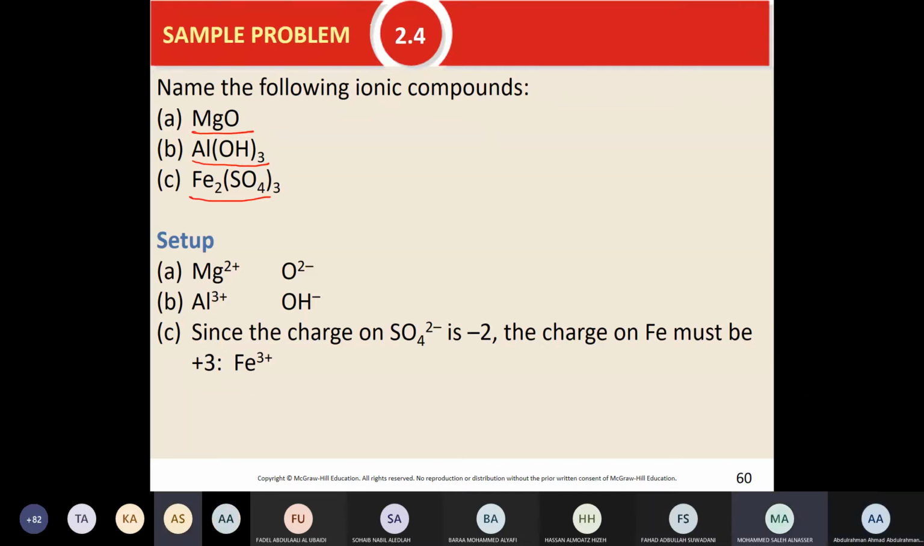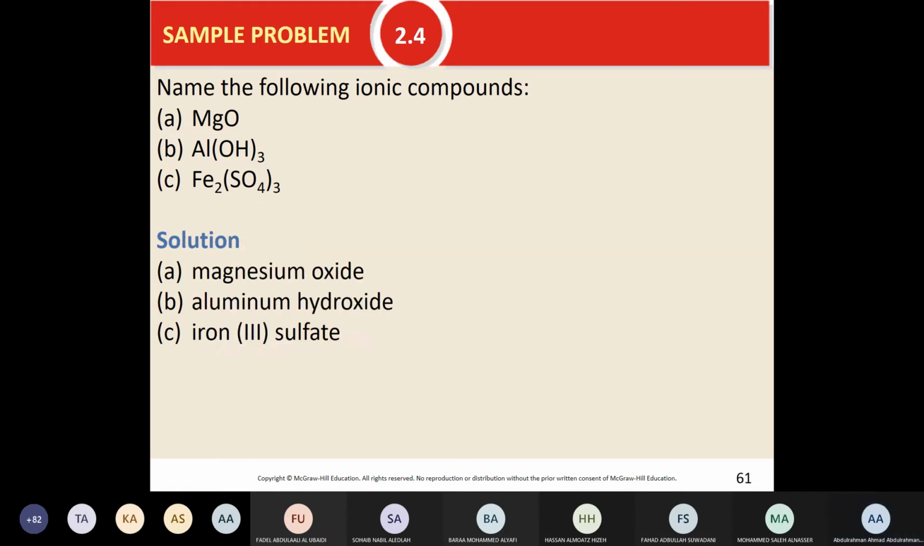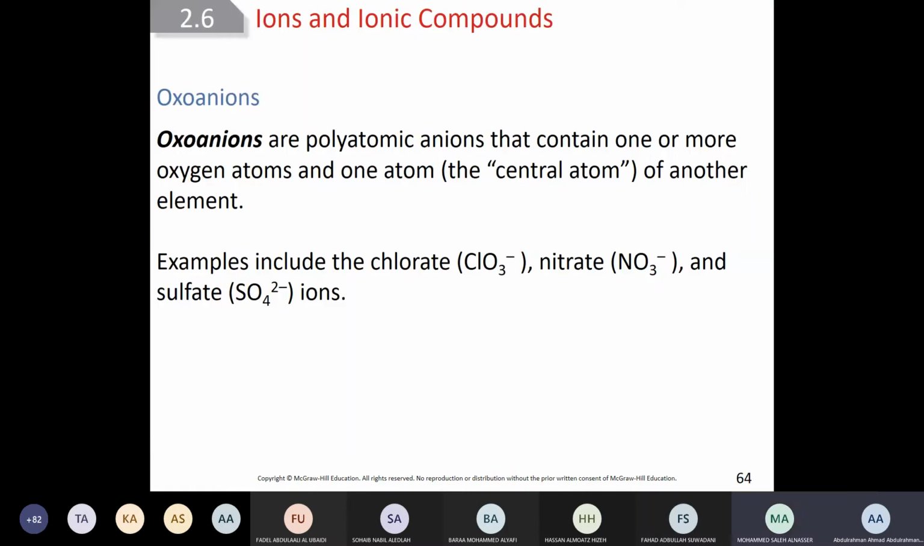Fe3. Iron 3 sulfate, because it's a transition metal. Sulfate. Very important, you have to memorize the name. Don't forget this. Is this clear? Good. Now, with this one.